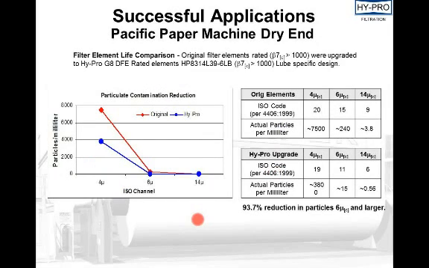So here's another paper machine lube oil application where, again, just by upgrading to a Hypro DFE rated filter element, we're able to drop the particle count at 6 micron and larger from 240 per milliliter down to 15 per milliliter. Another 93% reduction in contaminant, which we know will make our bearings and hydraulic components last much longer.